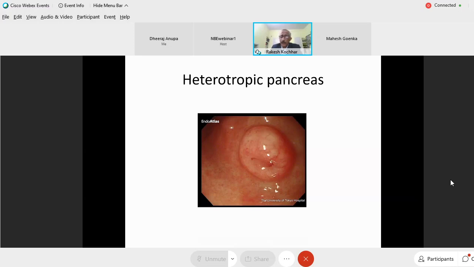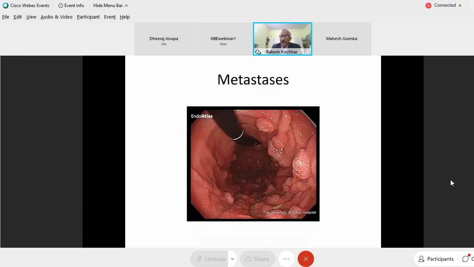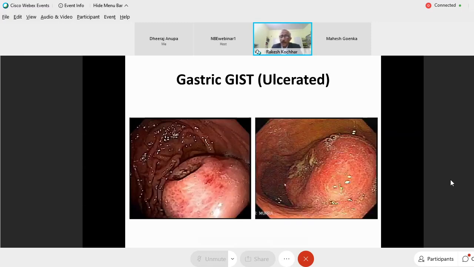Now you will see a lot of submucosal lesions in the stomach. This is classical umbilicated appearance of a heterotopic pancreas, which can be seen anywhere in the stomach or duodenum. The other submucosal lesion in the stomach is the neuroendocrine tumor. The vascular pattern is normal. So you have to note that these lesions may be multiple. These have to be differentiated from, for example, in patients like multiple metastasis.